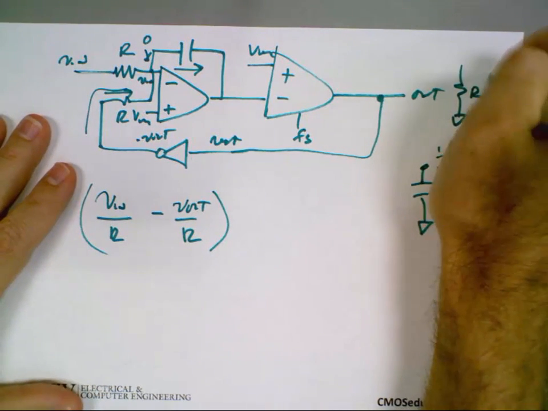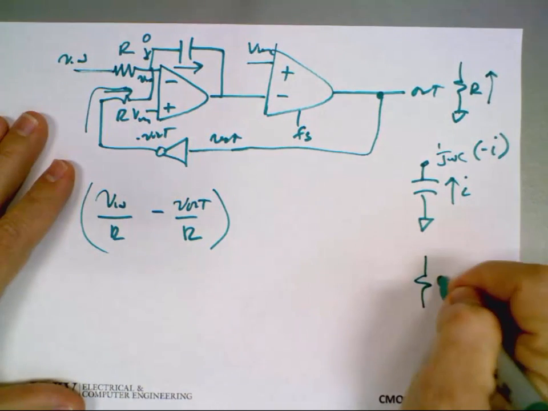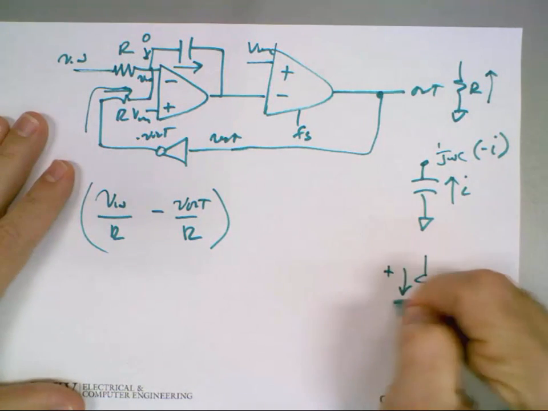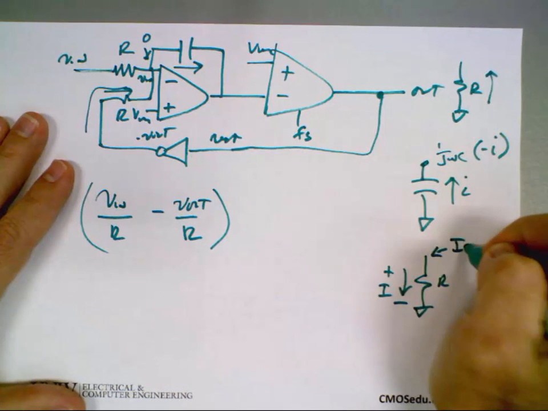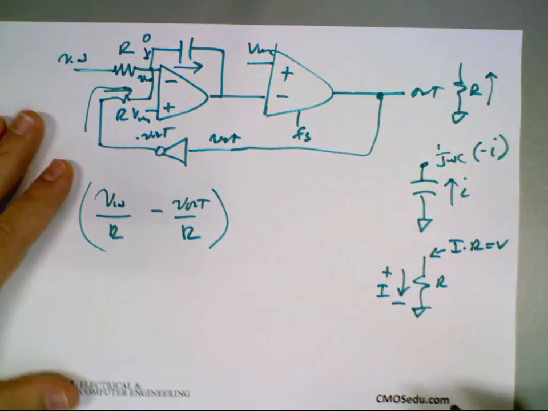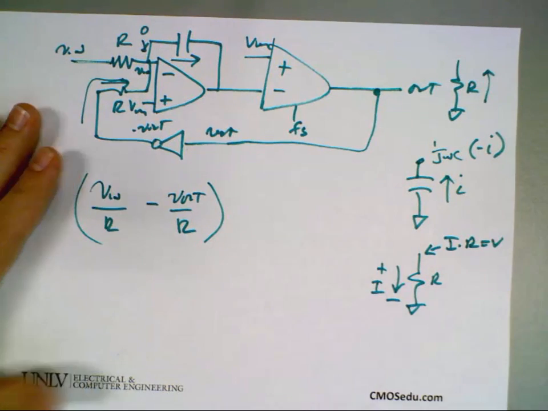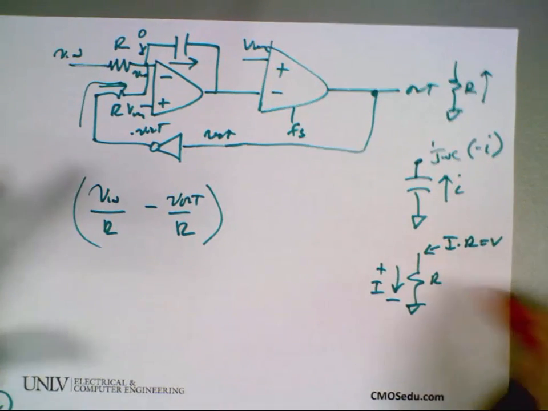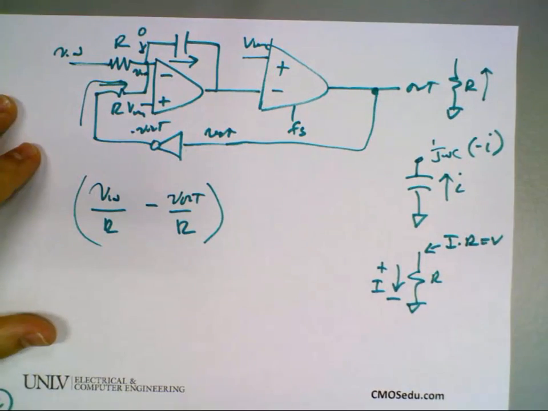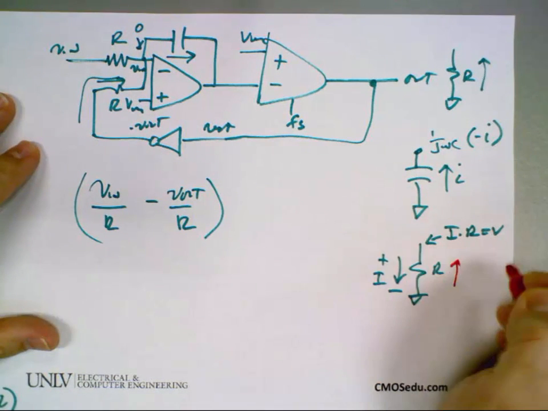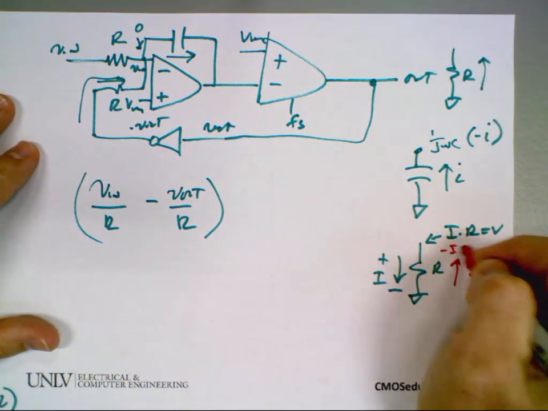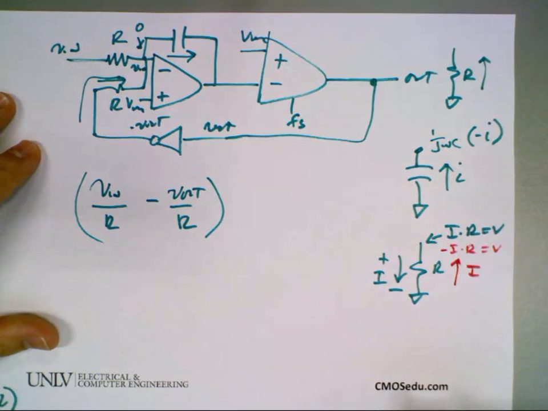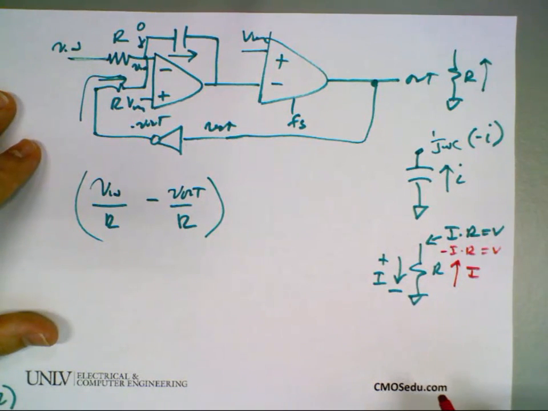If this is R and the current I is going down, then you would agree this is I times R. Everybody would agree with that? And if I flip it around, and this is I flowing like this, then this is minus I times R, which is V. I know this is a hard concept, I don't know why. That's why I hit it so hard in analog. Yes or no?